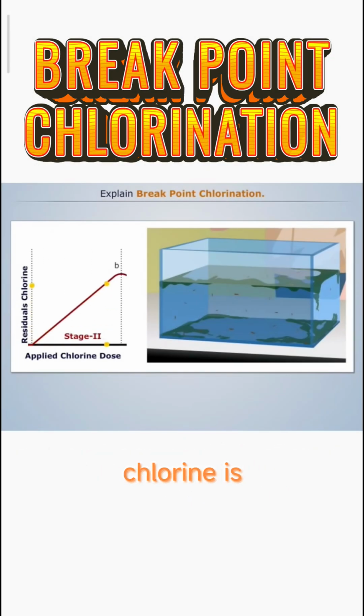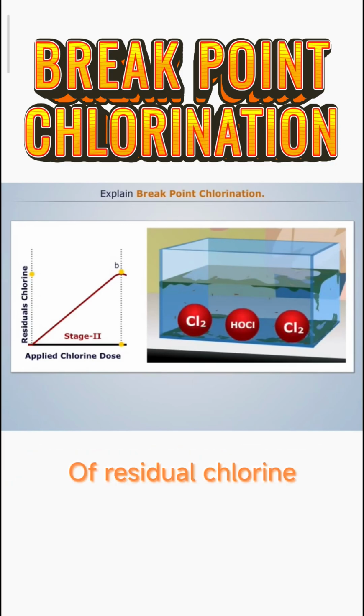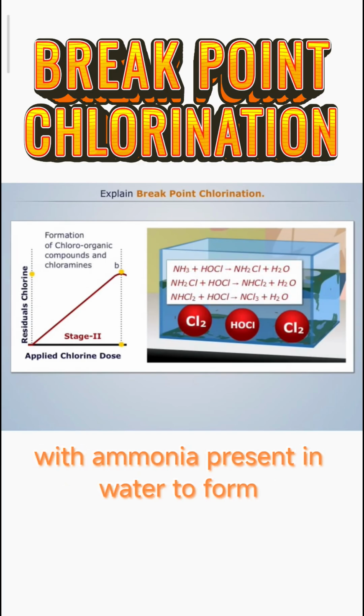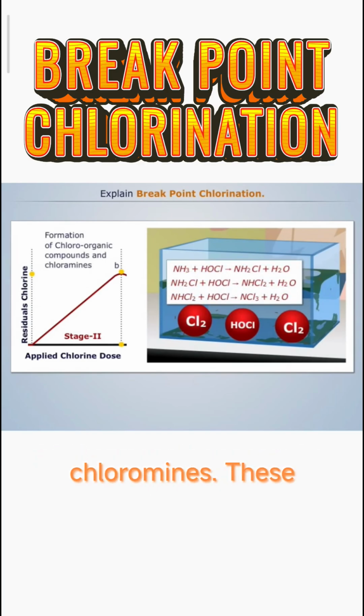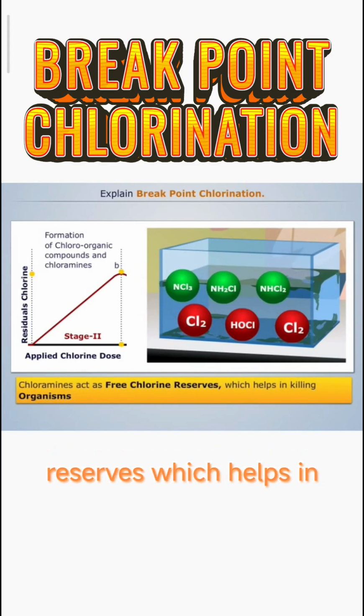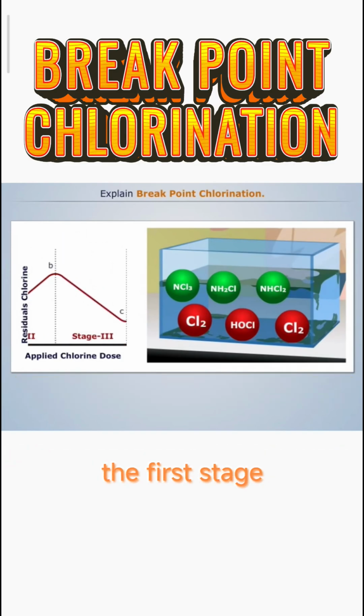As the amount of chlorine is increased, in the second stage, there is a steady increase in the amount of residual chlorine. This happens because the chlorophenols react with ammonia present in water to form chloramines. These chloramines act as free chlorine reserves, which helps in killing organisms which were not destroyed in the first stage.